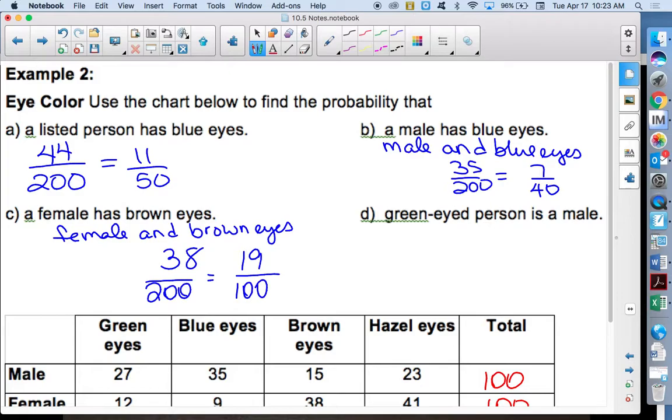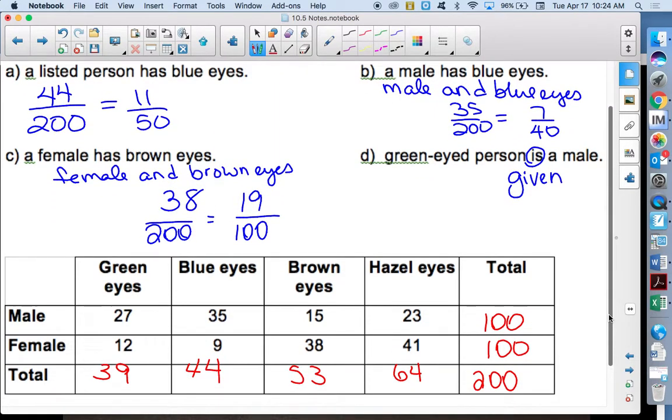Yeah. So then the last one says green-eyed person given that they are a male. So the word given then states our condition. So they're worded a little differently.